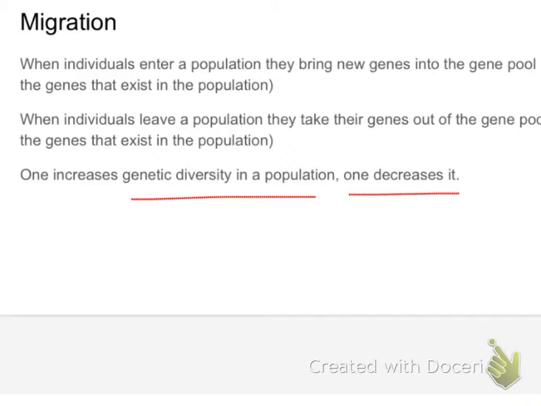When an individual enters an area, they bring their genes with them. If you have a very small gene pool, immigration can really profoundly affect the genes that are available. If you have a bigger gene pool, it doesn't matter as much.